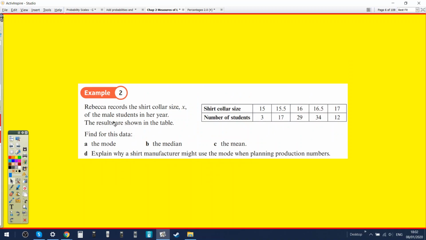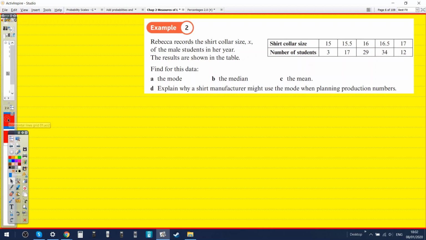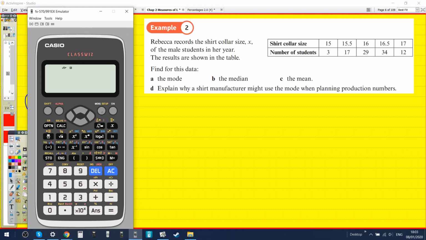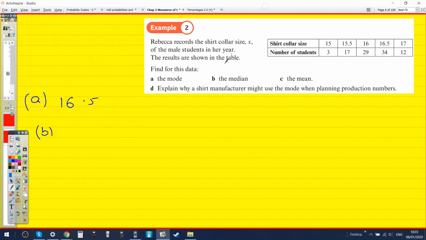Let's see. Okay, we have some data. Find the mean, median, and mode. First one is the mode. The mode is 16.5. And then, are you putting it into your calculator? No. Oh, yeah, maybe. I added up the number of students. Okay, so then the median is the 47.5, which comes in 16. Okay.